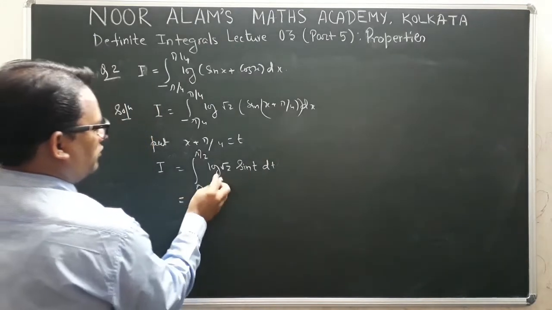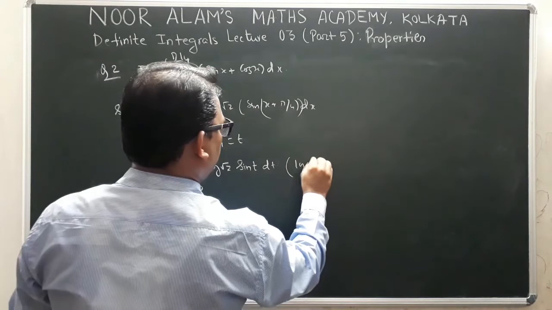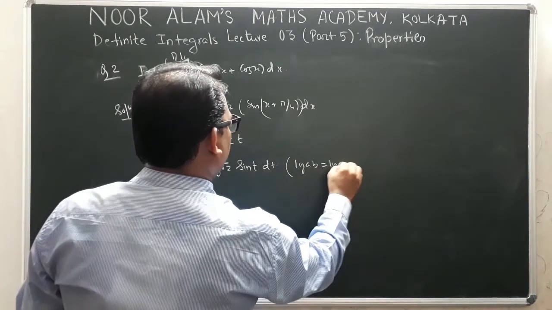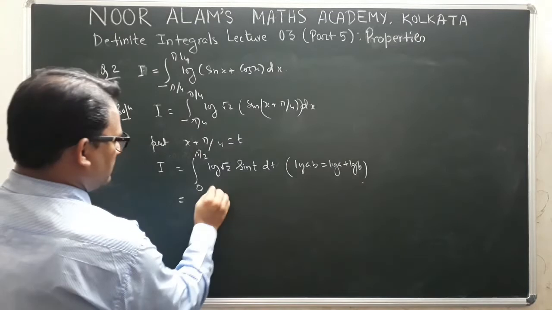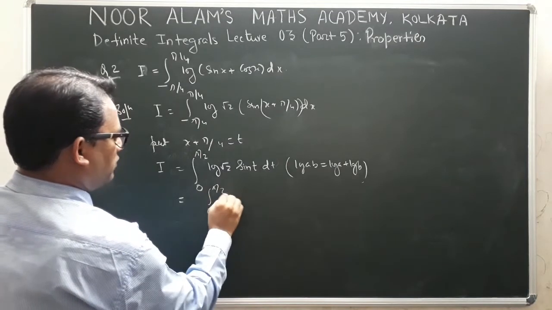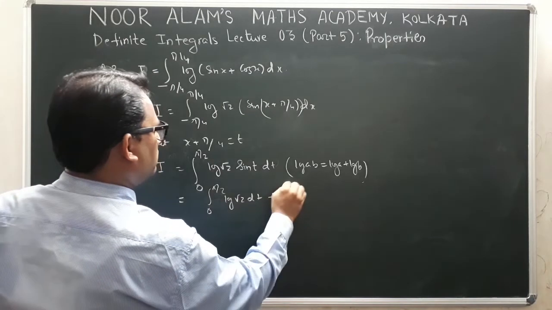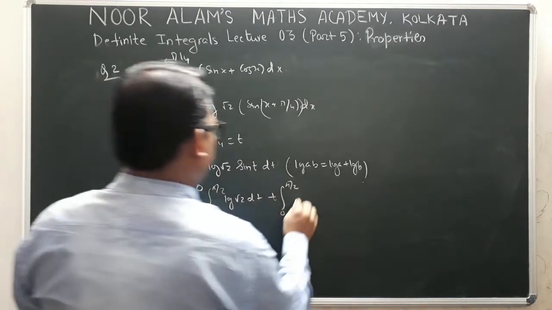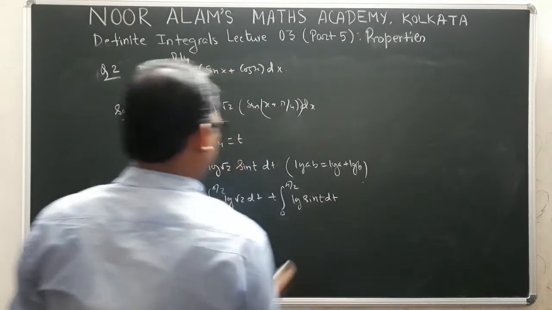Okay, so now from here we can separate the terms, because we are using here one property, log of a into b can be written as log of a plus log of b. So in this case we can write the integral from 0 to pi by 2 of log of root 2 dt plus the integral from 0 to pi by 2 of log of sin t dt.